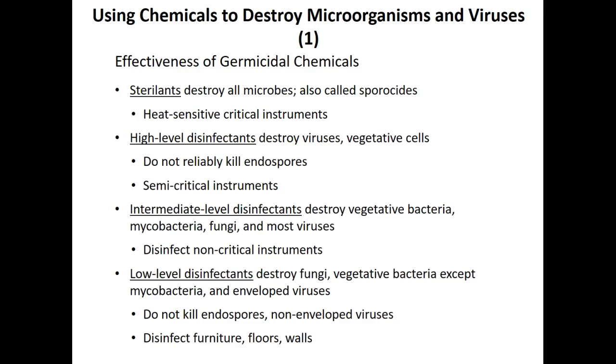Intermediate level disinfectants, you can see up here, destroy vegetative bacteria, mycobacteria, fungi, and most viruses. So by contrast, we could say they would not be able to destroy endospores or all viruses, and those would be used to disinfect non-critical instruments, things that would come into contact with unbroken skin and so forth. Low-level disinfectants destroy a good amount of microbes as well, fungi, vegetative bacteria, but it would not include mycobacteria or enveloped viruses. As it says there, they do not kill endospores, and you would typically see these used in household settings to disinfect things like furniture, floors, and walls.